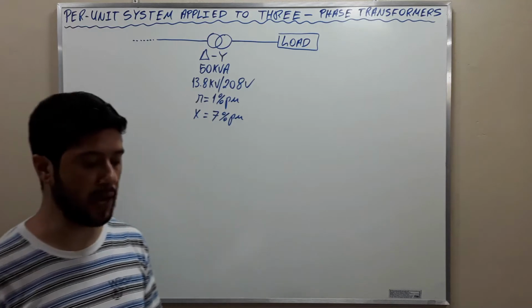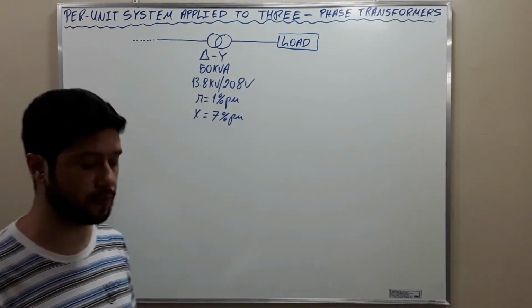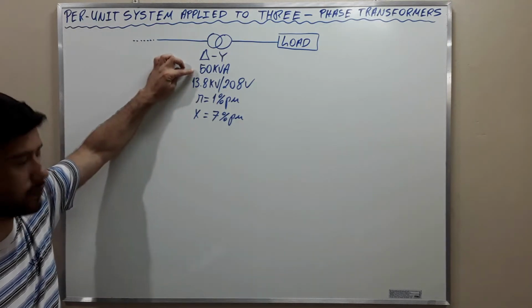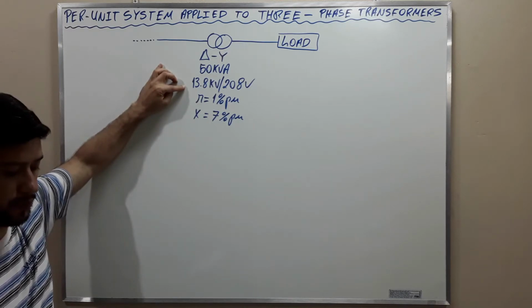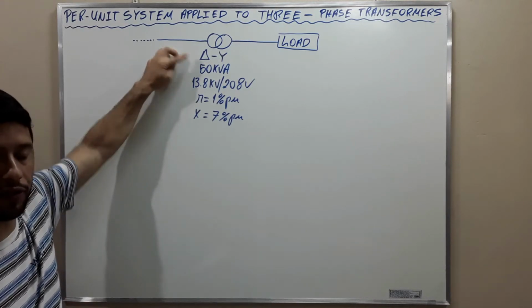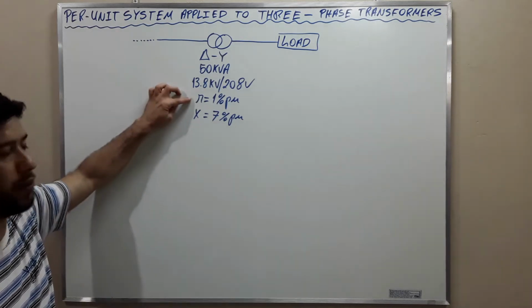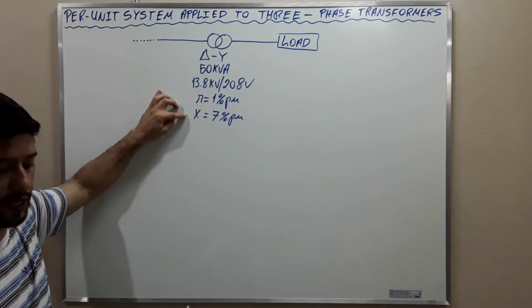Per unit system applied to three-phase transformers. The exercise: a 50 kVA, 13.8 kV, 208 volts, delta Y distribution transformer has a resistance of 1% and a reactance of 7% per unit.